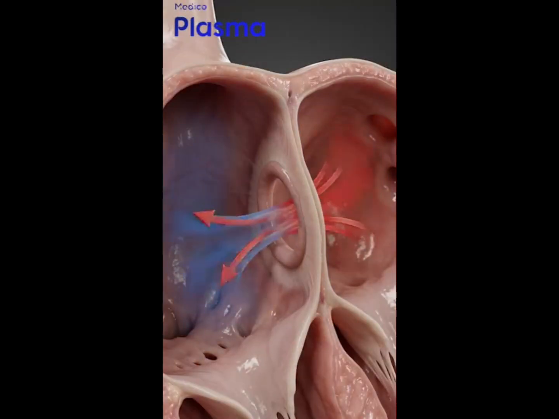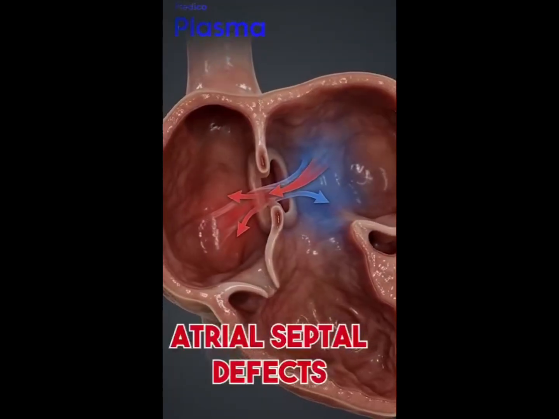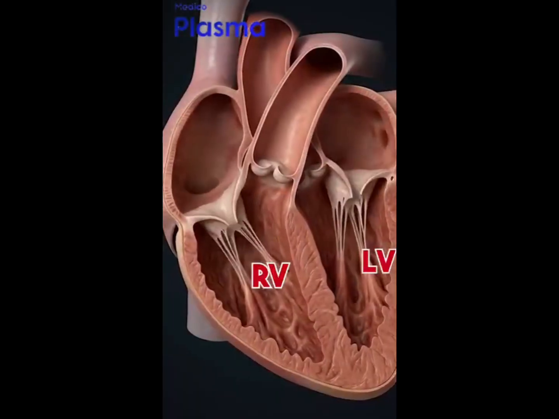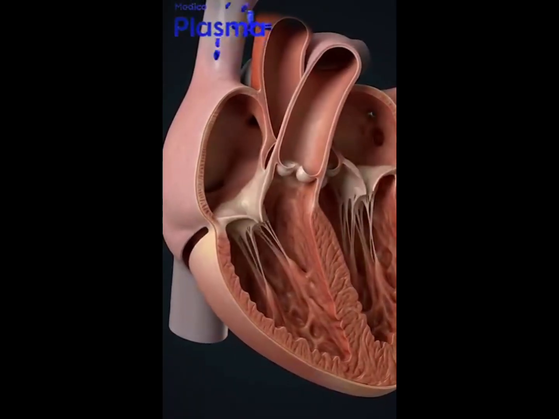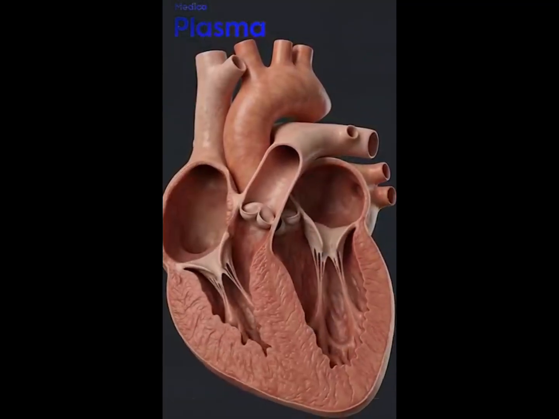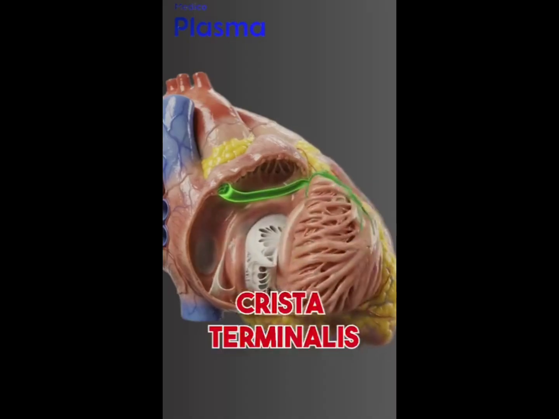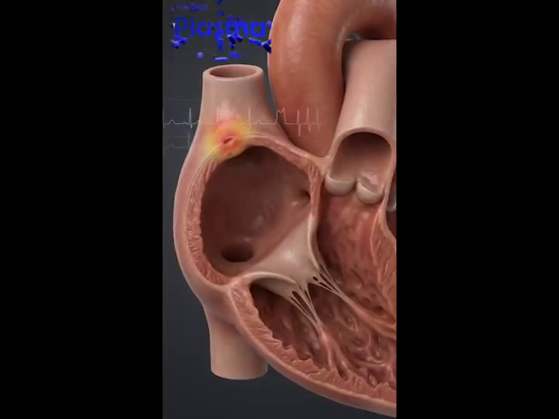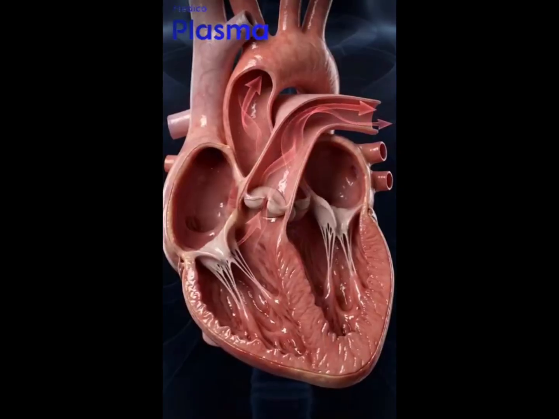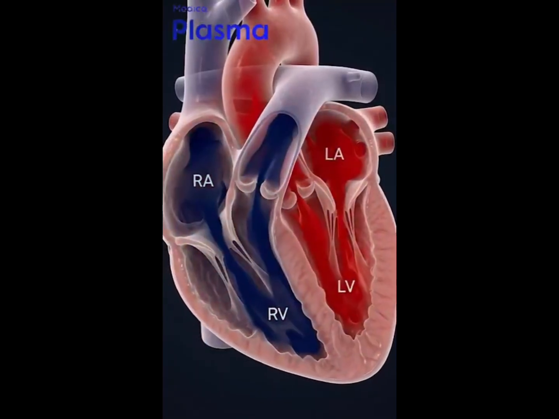Clinically, defects at the site of the fossa ovalis can lead to atrial septal defects with left-to-right shunting. The left ventricle may hypertrophy in chronic hypertension or aortic stenosis. The right ventricle may hypertrophy in pulmonary hypertension, and lesions near the crista terminalis can affect the sinoatrial node and disturb normal heart rhythm. The heart consists of 4 chambers working in a coordinated flow to maintain circulation.